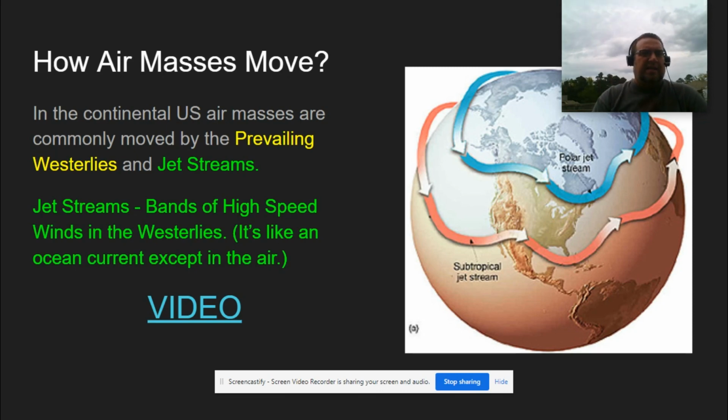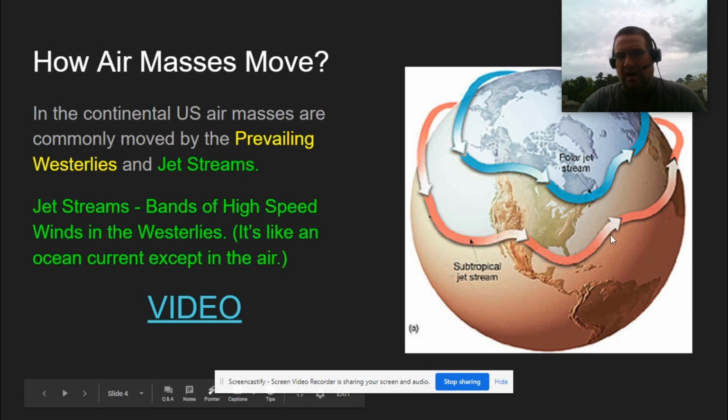So in the continental U.S., air masses are commonly called westerlies because they're moving from the west to the east. And then jet streams are like rivers of air that move very quickly. You have polar streams, which are cooler, but more importantly, they are in northern areas. And then the subtropical ones are more south towards the tropics. They usually don't move quite as fast.